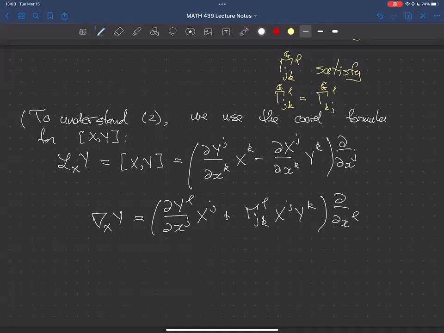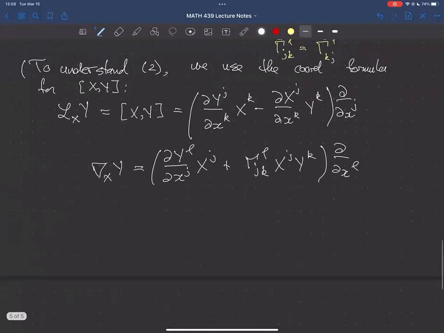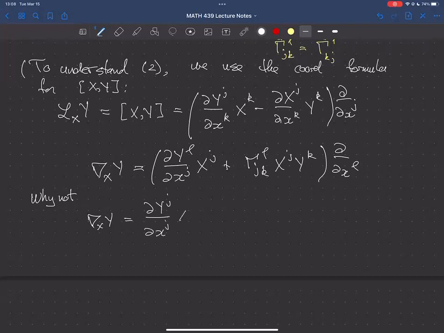So this just makes you think, why not just do this then? Right there, I've differentiated y with respect to x without having to differentiate x. What do you think might go wrong with a formula like that? That formula makes no sense, I claim. What is there that may be wrong with that formula?